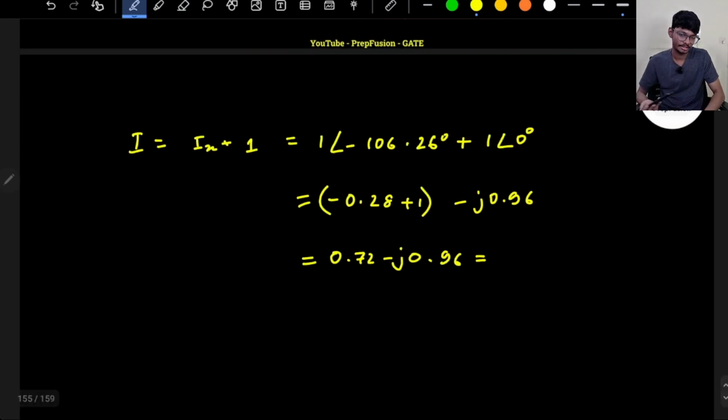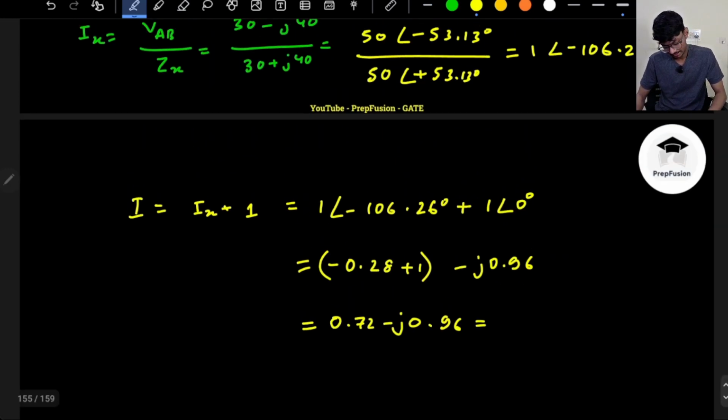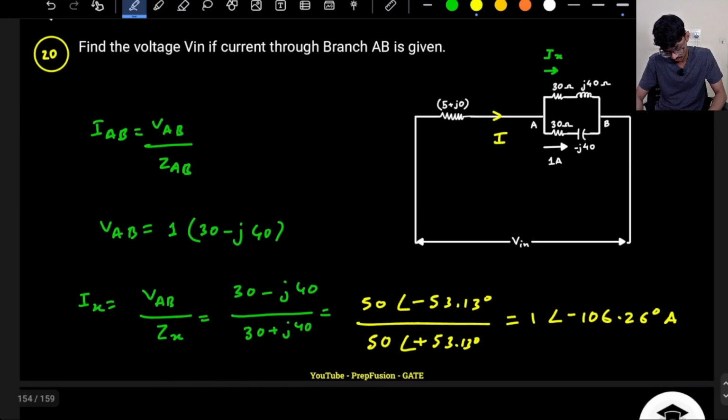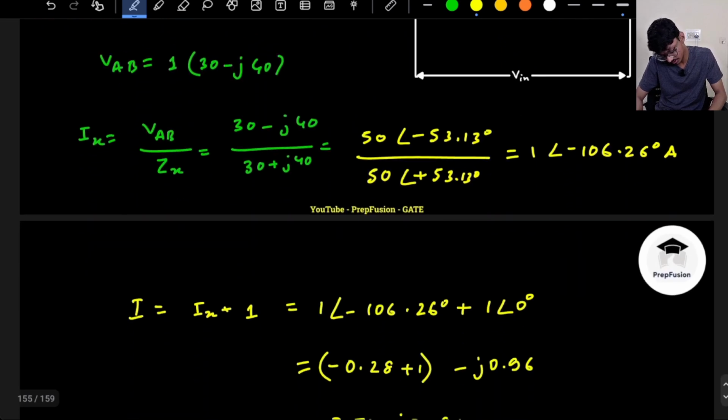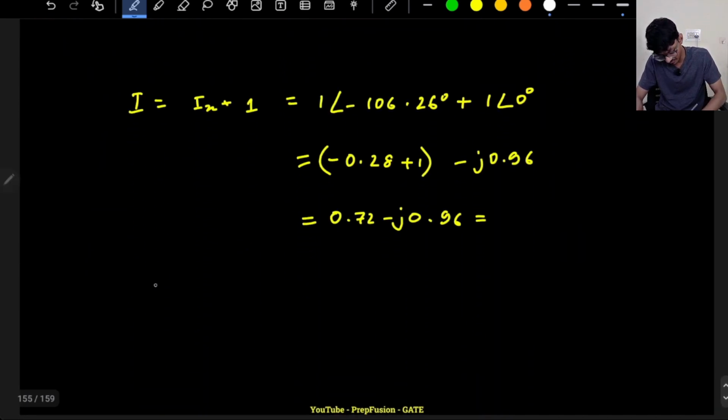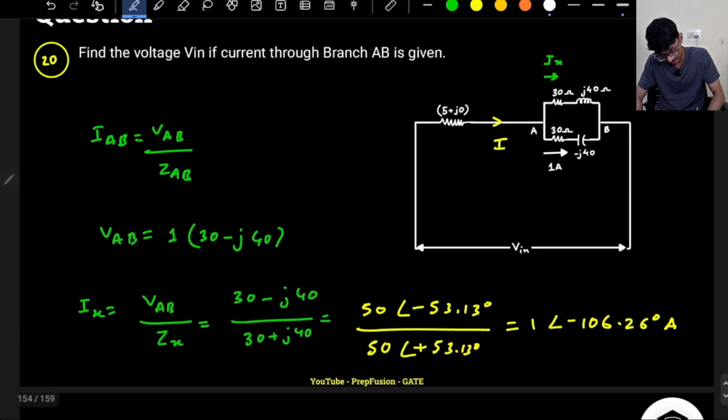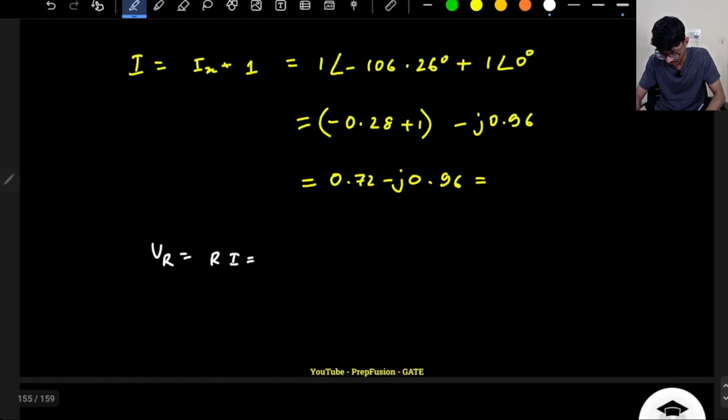You can write this in terms of angle or keep it as it is, it's totally up to you, because we have to ultimately add. So let's keep it as it is. My VR, the voltage across the resistor, will be R into I. Very simple, R is 5, so I have to multiply 5 with it. 5 into I, so this will be 5 times 0.36, sorry, 3.6 minus, if I multiply 5, this will be 4.8. So this will be 3.6, this will be 4.8.